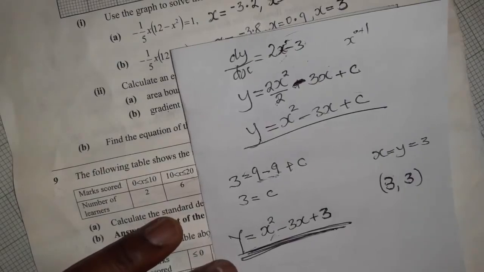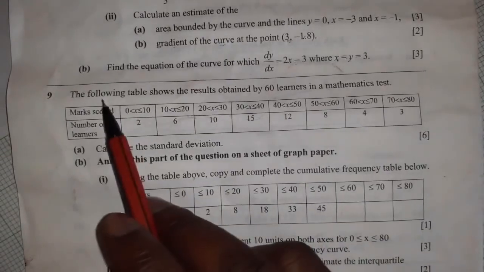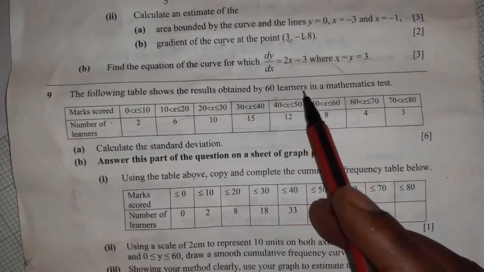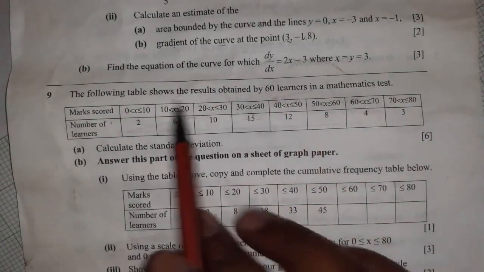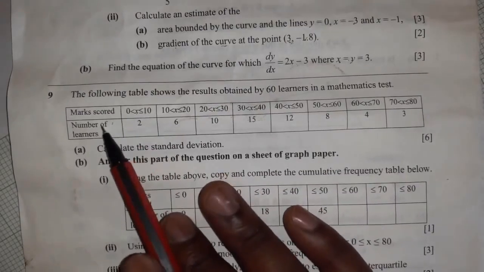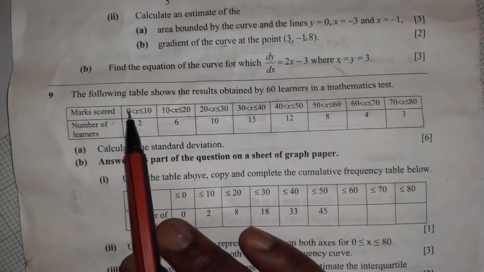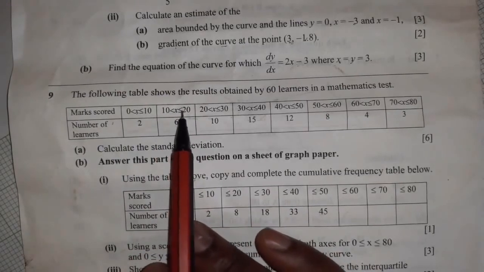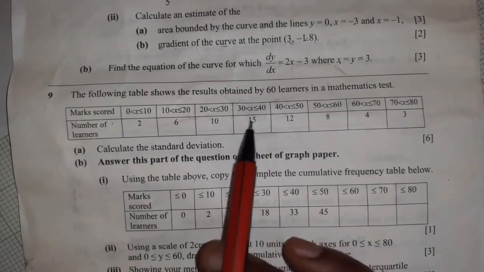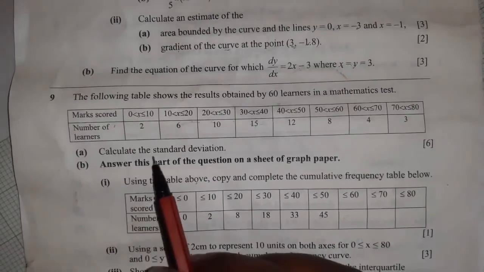Now we can go to question 9. Okay, so question 9 is here. The following table shows the results obtained by 60 learners in a mathematics test. Here is the table. We have a range of the marks and the frequency, which is the number of learners. From 0 up to 10 are 2, 10 up to 20 are 6, 20 up to 30 are 10, 30 up to 40 are 15, just like that up to the end. Then calculate the standard deviation.